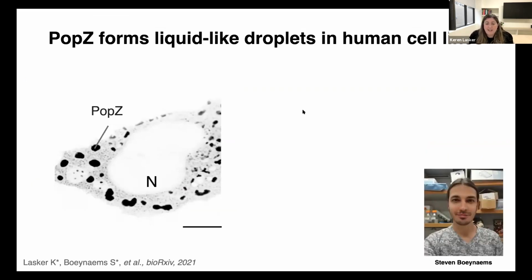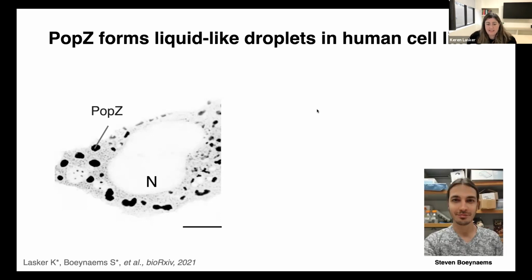Further, as Caulobacter is quite small, we decided to use mammalian cells as a test tube to robustly study POP-Z material properties in vivo. For that, we started to collaborate with Stephen Boynams, who is a postdoc in the lab of Aaron Gitler at Stanford. And Stephen really is the most creative and talented scientist and a great collaborator, and I hope you'll invite him to give a talk here sometime.